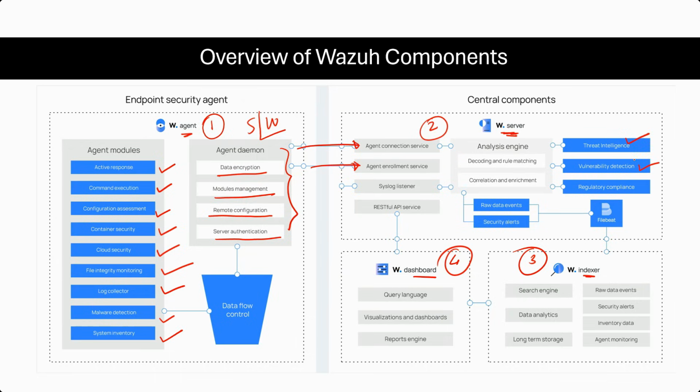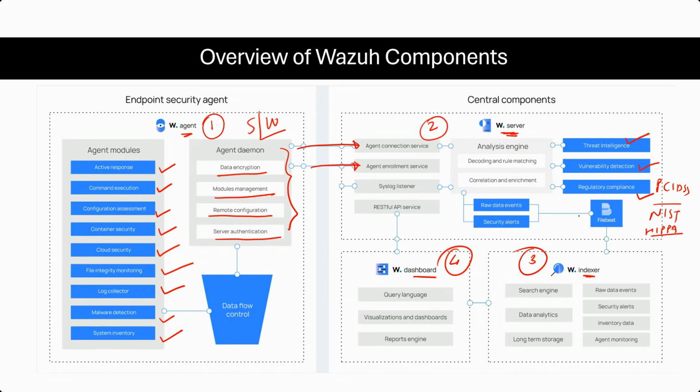We also have vulnerability detection. Remember, vulnerability detection needs to be enabled. System inventory is enabled by default, but vulnerability detection needs to be enabled from the server. Next, we have regulatory compliances. So this has to be configured from the Wazuh server related to PCI DSS, or maybe, as I said, NIST compliances, HIPAA compliance, and other NIST compliances, GDPR compliance as well.